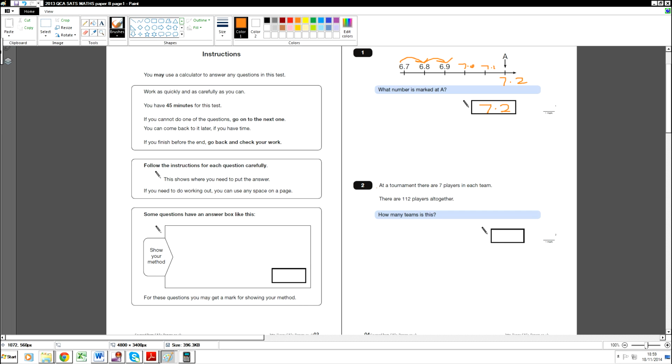Question number 2. At a tournament, there are 7 players in each team. There are 112 players altogether. How many teams is this? So we need somebody with a technique. Technique, please. How would we do this calculation?